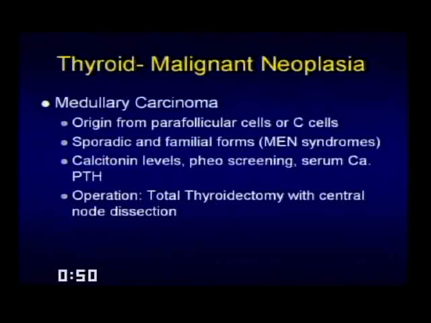But before operating on these patients, very important to identify calcitonin levels, screen for a pheochromocytoma, because clearly that's the tumor of choice to operate on before you operate on the thyroid. When someone has MEN syndrome, pheo is the most dangerous of them, so you need to identify it and treat that first, and that frequently comes up. You want to check for serum calcium levels and your PTH level, and your operation is going to be a total thyroidectomy, and because of the aggressive nature, you're also going to perform a central node dissection at the time of your thyroidectomy because of its aggressive nature.